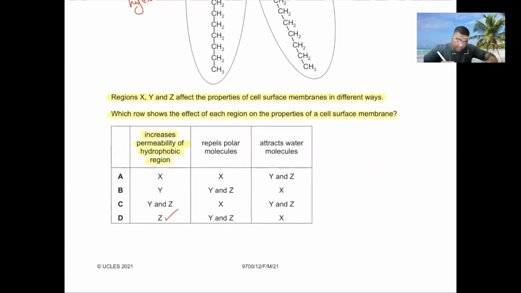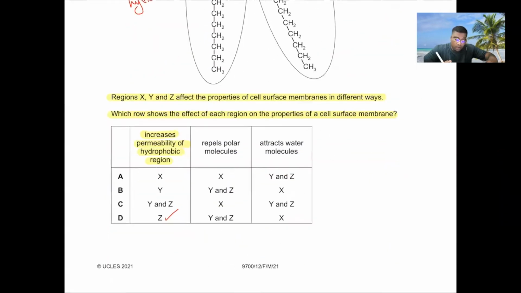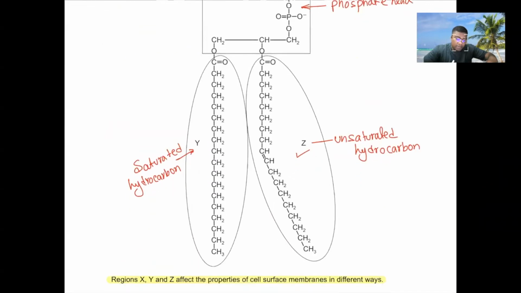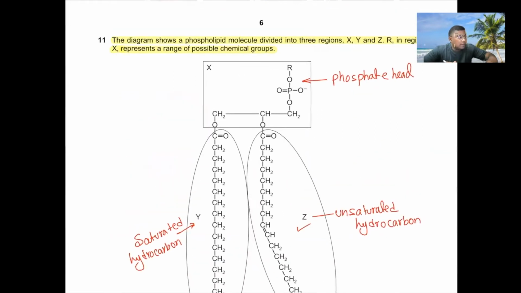So Z does it. So, repels polar molecules. Y and Z both repel polar molecules. All right, attracts water molecules. Region X attracts water molecules, which is the phospholipid. So D is the correct answer. 11D.